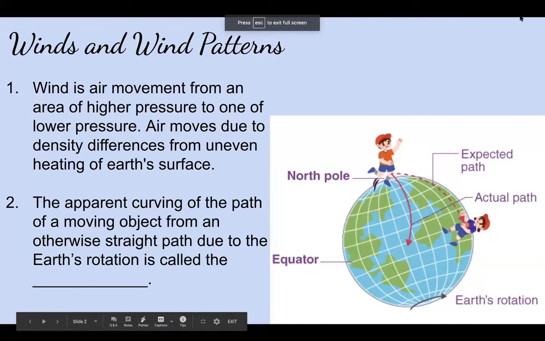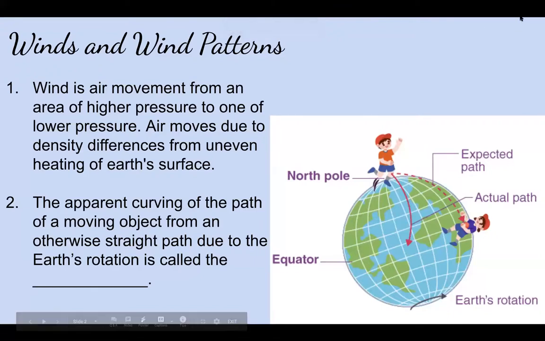So we're going to be talking about winds and wind patterns. Again, Earth's rotation plays a huge role in the path of our winds. Wind is simply air movement from an area of higher pressure to one of lower pressure, and air moves due to density differences from uneven heating of Earth's surface.